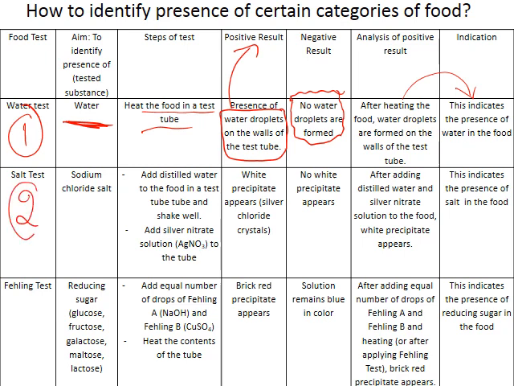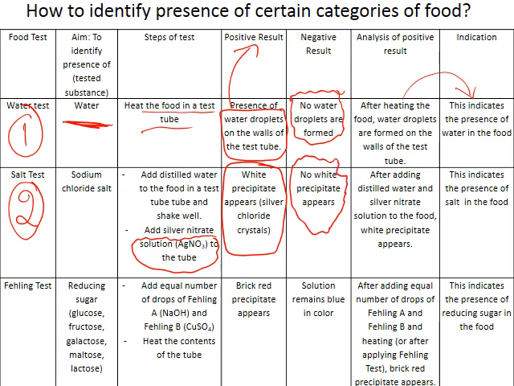Test number 2 is the salt test. The salt test aims to identify the presence of sodium chloride. We have to add distilled water to the food in a test tube and shake it well. Add silver nitrate, AgNO3, to the test tube. A white precipitate is going to appear, which is called silver chloride crystals. Negative result: no white precipitate will appear.